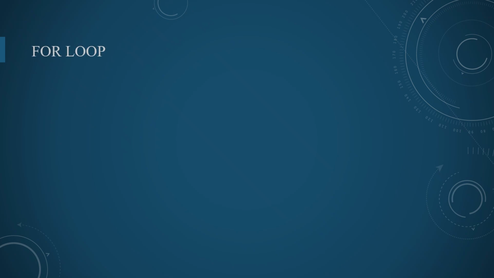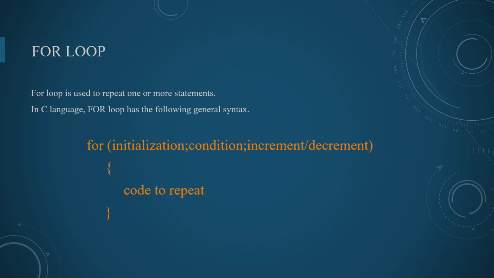In this slide, we will discuss the second part of the topic, which is the for loop. A for loop is used to repeat one or more statements. In C language, the for loop has the following general syntax. As you can see, in a for loop, first of all, we have to initialize a variable with some number.